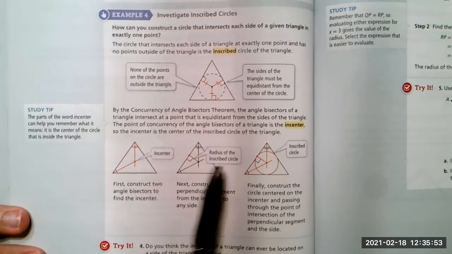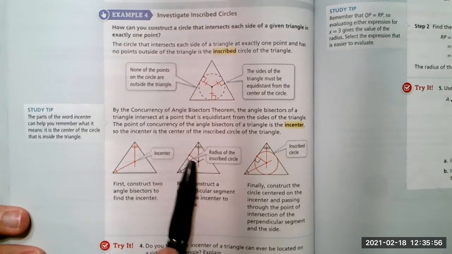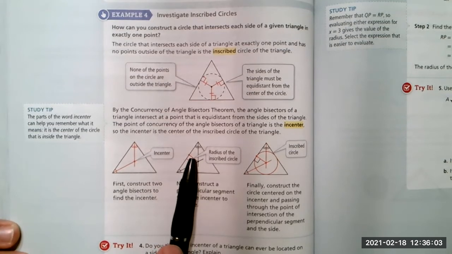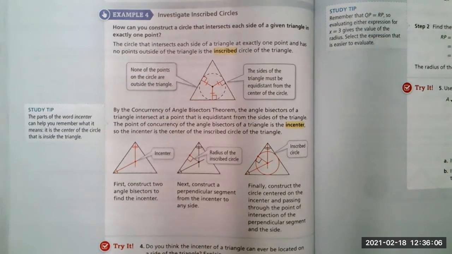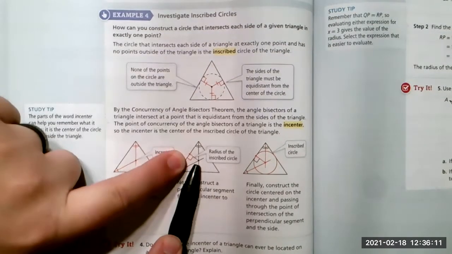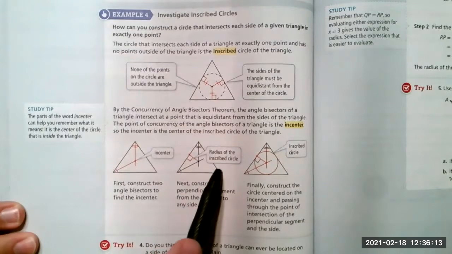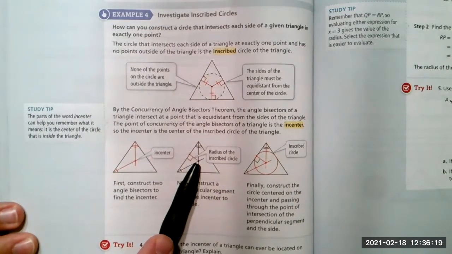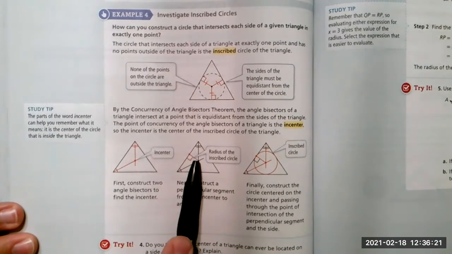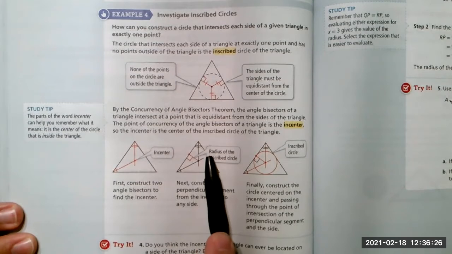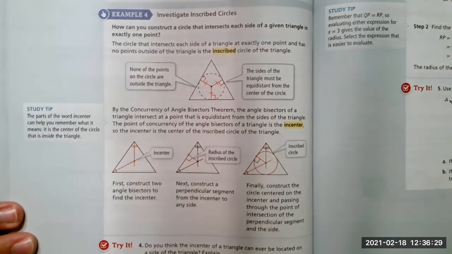The radius of the inscribed circle is that distance between the incenter and that perpendicular line to the side. So whatever that distance is, what we do if we were in class is take a compass, open it up, touch one side to the incenter, touch the other to that point right there, and then trace a circle in the middle of it. Because this distance between the incenter and that side is going to be the same distance between the incenter and this side, and this side. So that would form that circle.